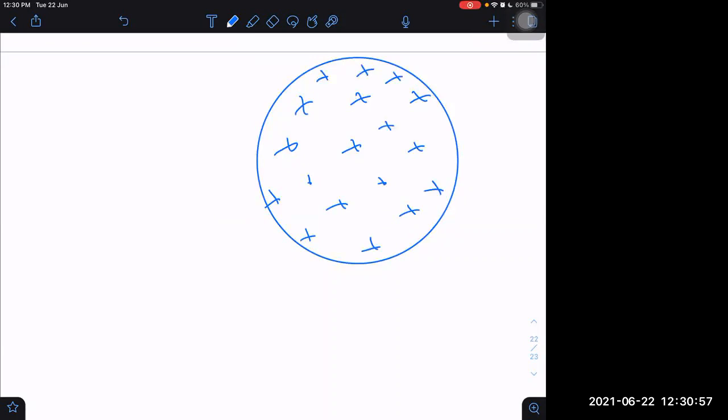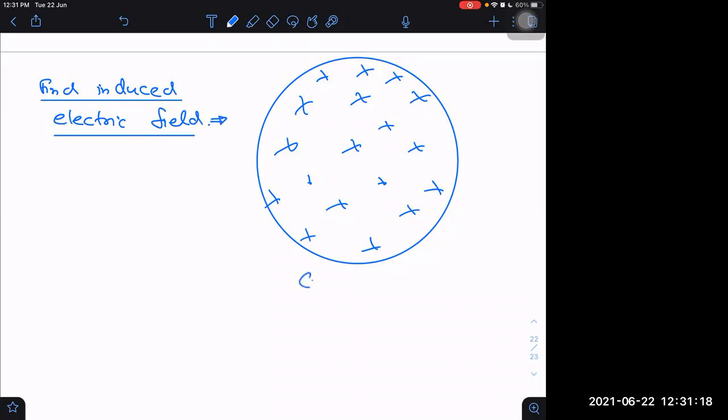And the question is, find the induced electric field. Can you find out the induced electric field? This here is the cylindrical region. The magnetic field is pointing into the plane. Uniform magnetic field, but B is varying with time.